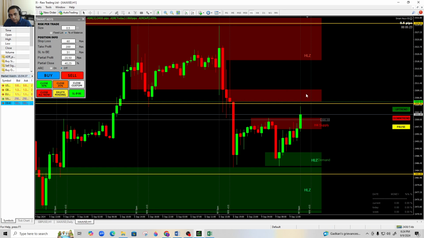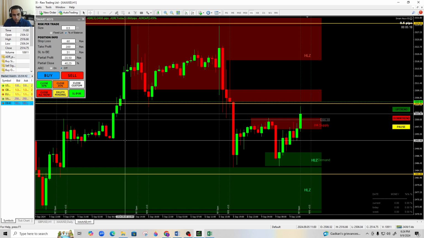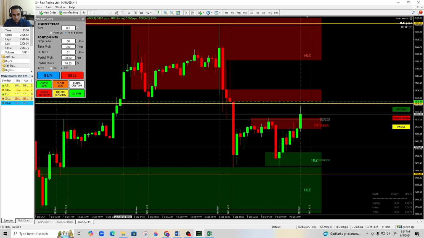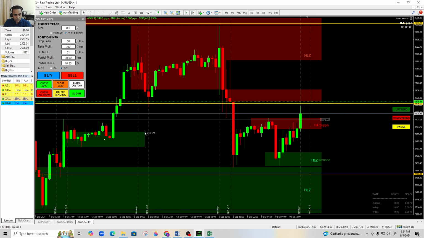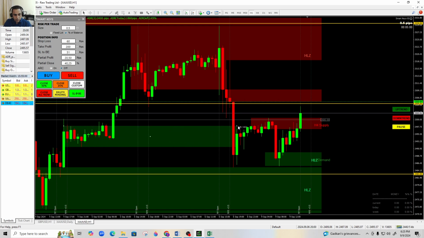This is an H1 supply zone, because this supply zone here took out that zone, right? That was a demand zone, and that supply zone took it out. This supply zone took this demand zone out. So that's important.